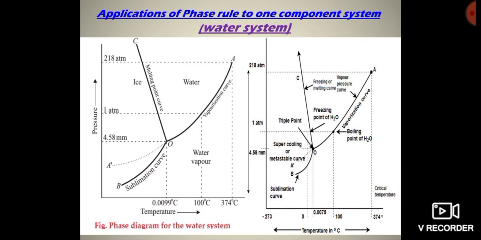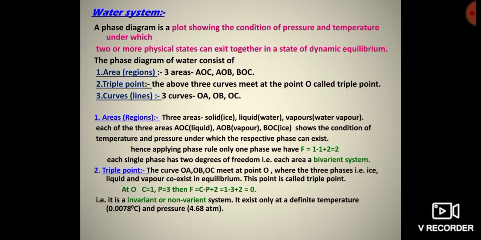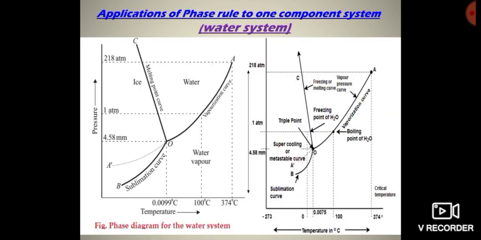So the explanation for the water system. A phase diagram is a plot showing the conditions of pressure and temperature under which 2 or more physical states can exist together in a state of dynamic equilibrium. The phase diagram of water consists of, first, areas, that is regions. There are 3 areas: AOC, AOB, BOC. Here AOC is above, the water phase, AOB below is the water vapor phase, and the last one, BOC on the left side, is the ice phase.